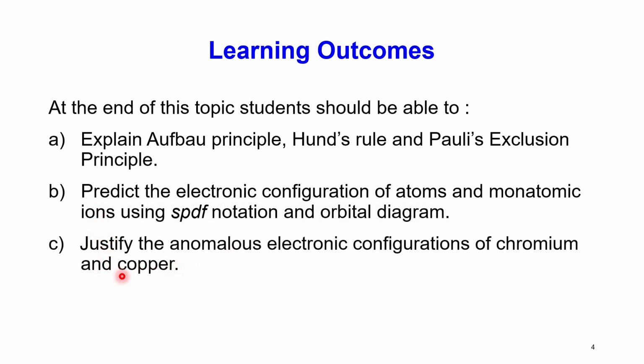And at the end of this subtopic, we will see how the arrangement of electrons in chromium and copper does not follow the above Hund's and Pauli exclusion principle. So this condition we call anomalous, ataupun ketidaknormalan, for electron arrangement.